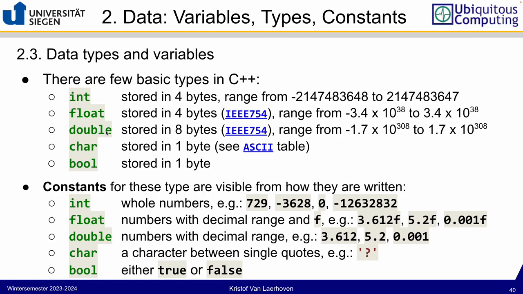But a double is stored in 8 bytes and can hold even larger numbers or even more precise numbers in terms of precision. Character, as we saw, is stored in 1 byte. A Boolean is also stored in 1 byte. And for a character, here's the link if you want to see. So a character is nothing more than a number which can only be held in 1 byte. That means you can have a number going from, typically this is unsigned, 0 to 255. That's the maximum range of 1 byte.